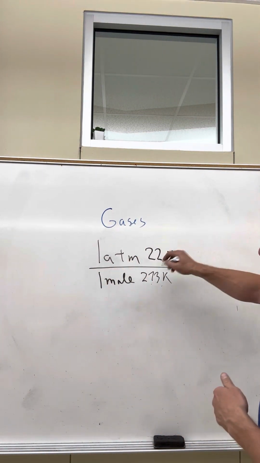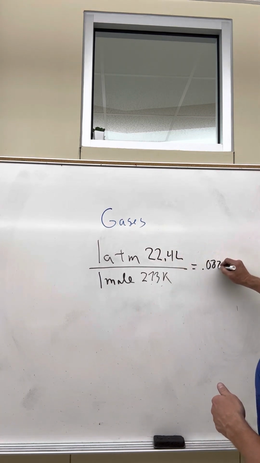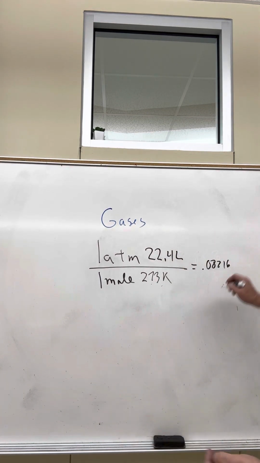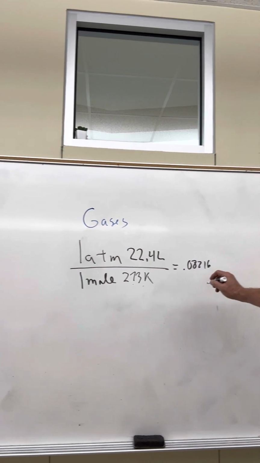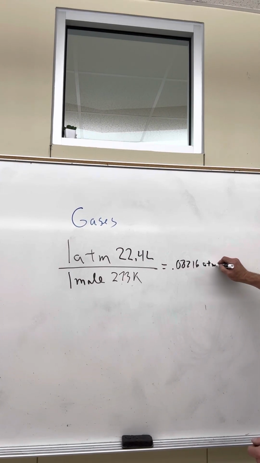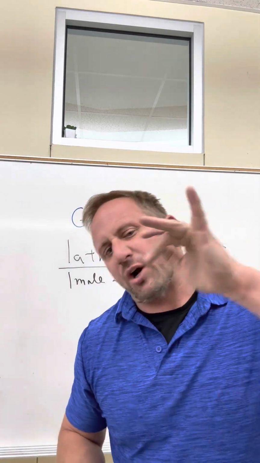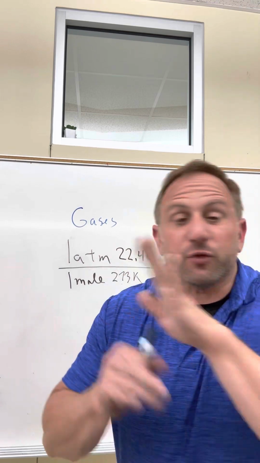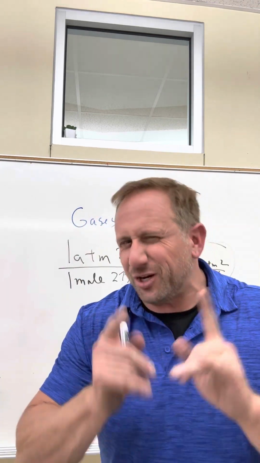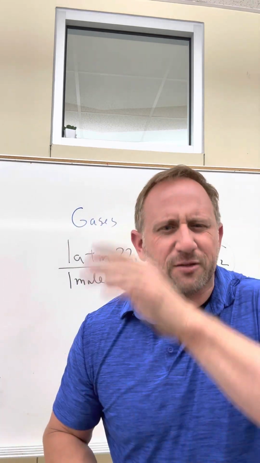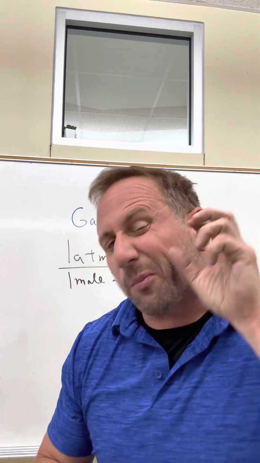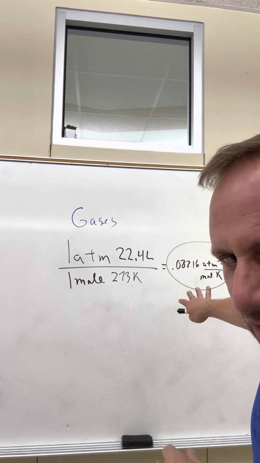Now, we do the math here and we get 0.08216, and the units are atmosphere liters per mole Kelvin. This is R. This is a number that is emblematic of that relationship between pressure, volume, moles, and temperature. This is a representational number. You know me, I love that stuff.